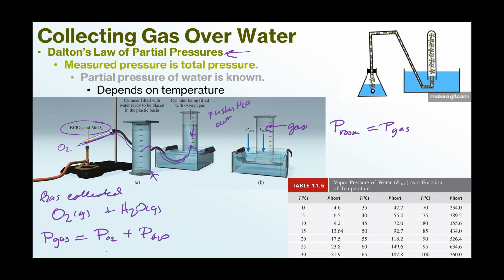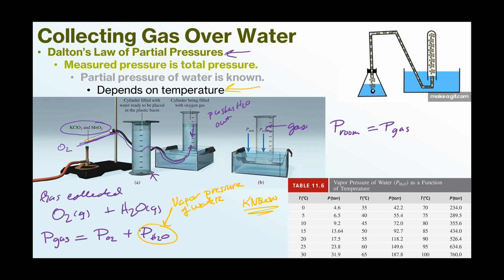This water that came along with it is known as the vapor pressure of water. It's the partial pressure of water in that mixture of gases. And this is known, and it only depends on the temperature. So what we need to do then is just look up what the vapor pressure of water is at the temperature we did the experiment. This will often be given to us.